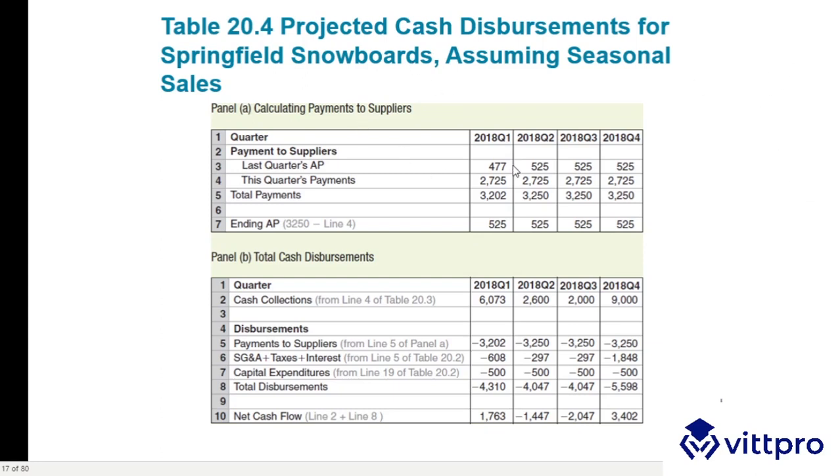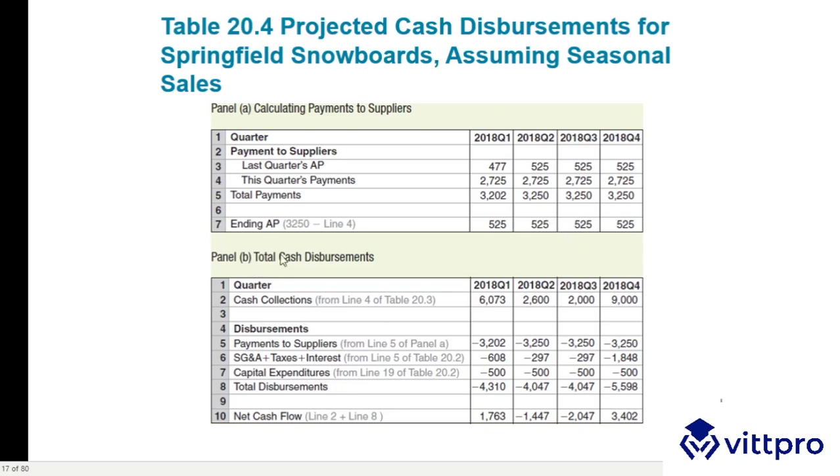The important key here is the details. If you put every item into detail like this, like last quarter AP, then this quarter payments, then what is the billing from suppliers, how much is the left amount that you have total in payments, then you will be able to clear it out easily. Otherwise it will be very difficult.